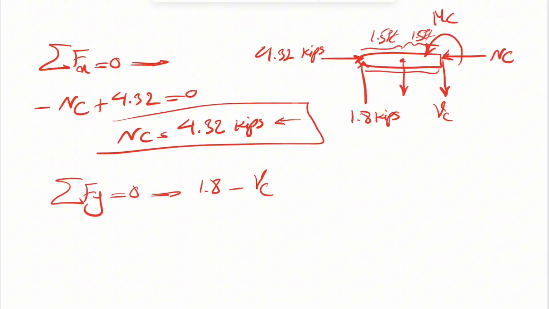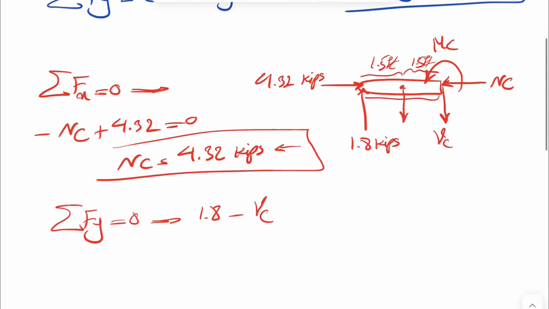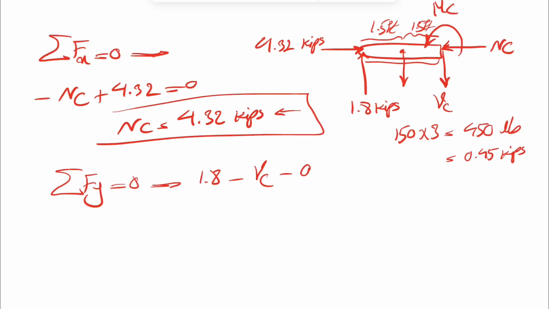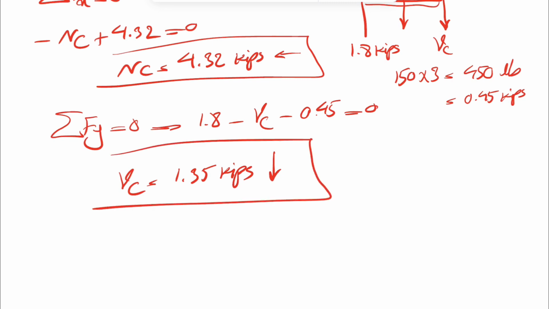And the force would be, so the load is 150 pounds per foot. So it's 150 times, this time the length is different because we have 3. So it's going to be 450 pounds, or 0.45 kips. So that would be another force that we have in the y direction, equals 0, and our VC would be 1.8 minus 0.45, which is going to be 1.35 kips. No negative sign. Again, the direction was correct.